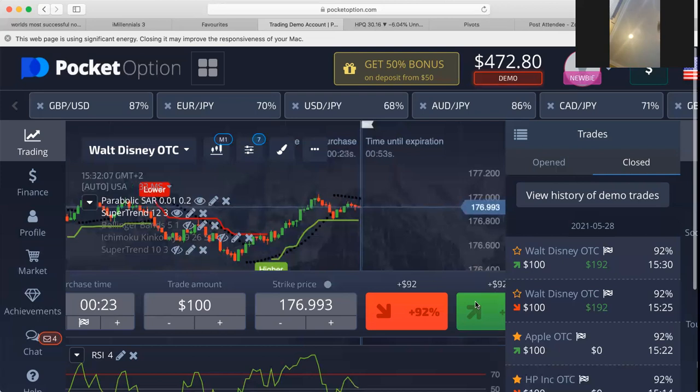The second trading rule is once you lose 2 trades, you're done for the day. So number 2 is once you lose 2 trades, you're done for the day.